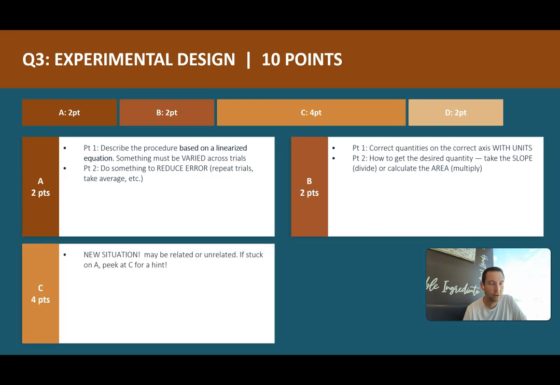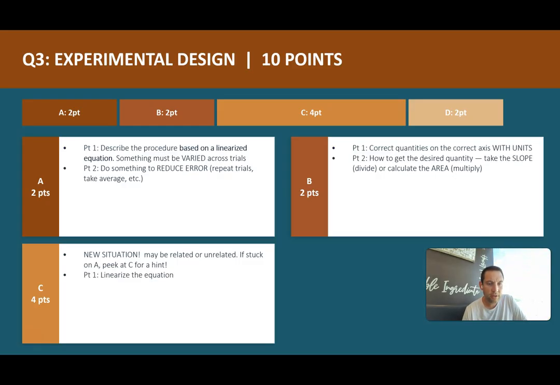Part C, the big one, you're going to get an entirely new situation. Sometimes you'll be given an equation, sometimes not. But if you're given the equation, you should linearize it first. Also, if you're stuck on part A, the situation in part C usually is different, but it might also be kind of related. So maybe something is going to pop up in your memory and say, oh yeah, spring constant, you can use Hooke's law and conservation of energy, so work.